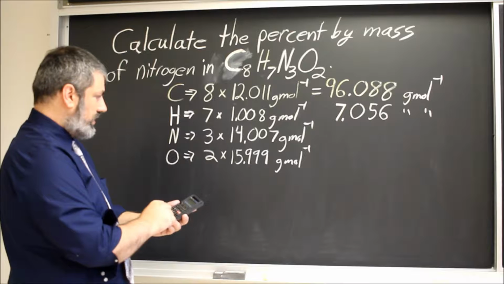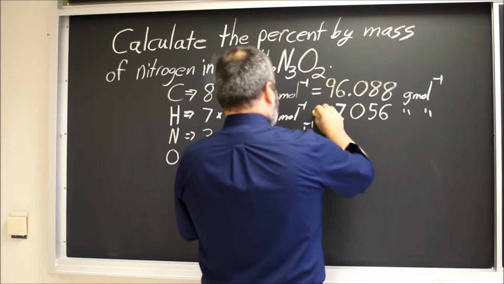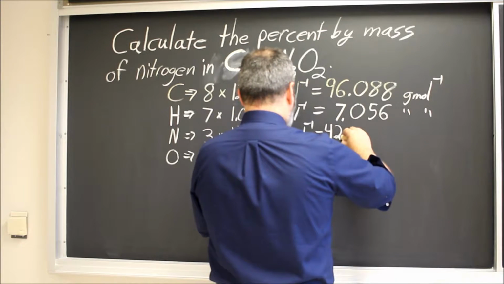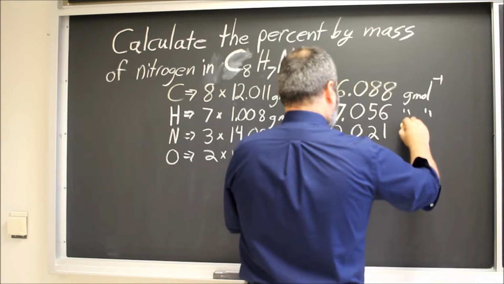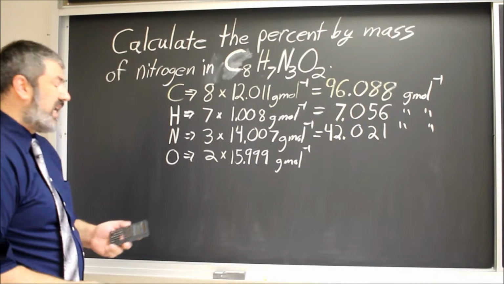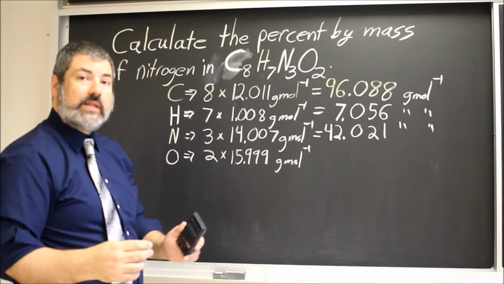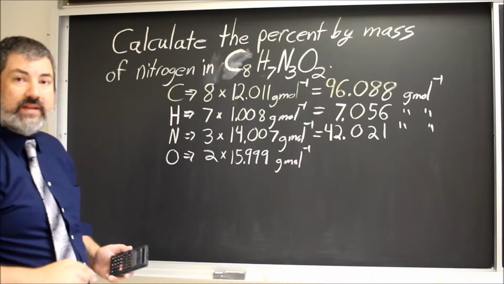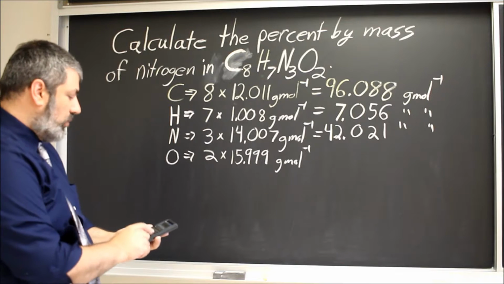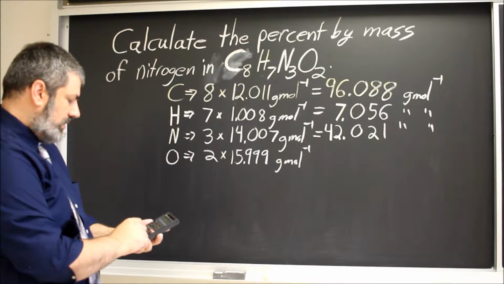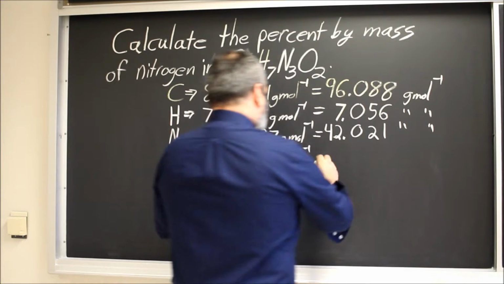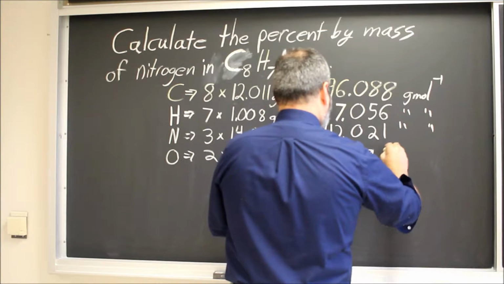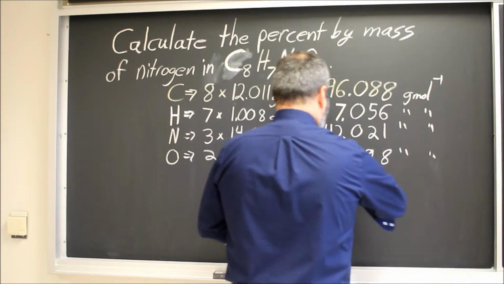So 3 times 14.007. So the nitrogen, its contribution is 42.021 grams per mole. If I shove all my numbers into my calculator, I will get the molar mass of the entire compound. But then I still have to go back and get the molar mass of the nitrogens by themselves, whereas here I've got it explicitly written out. And the mass of the oxygens, 998, also grams per mole.